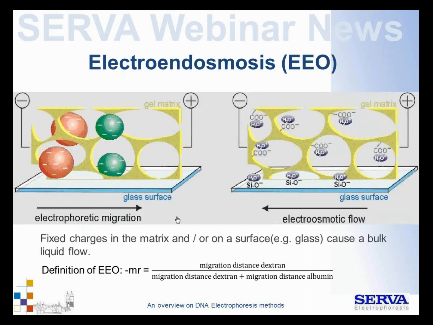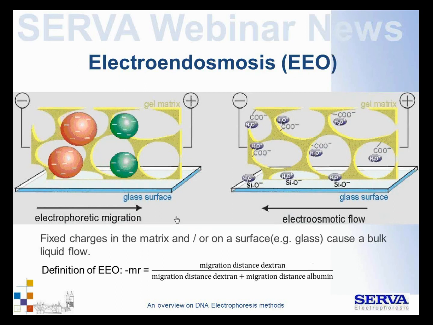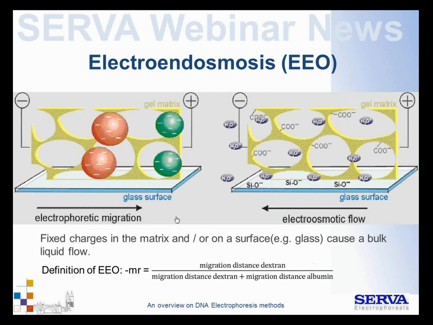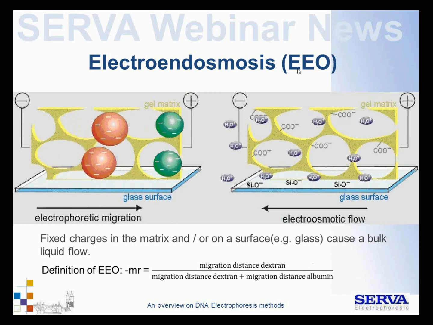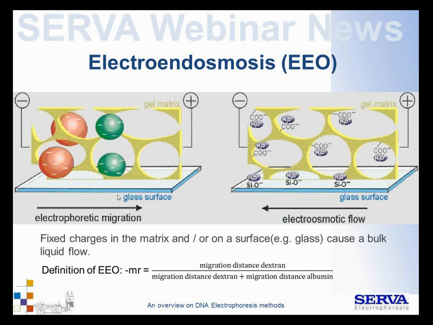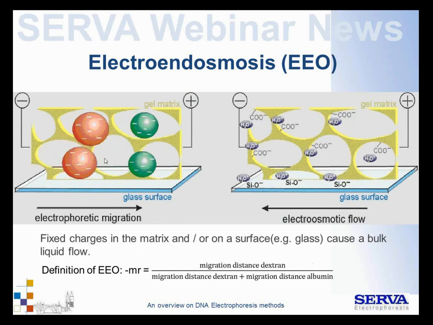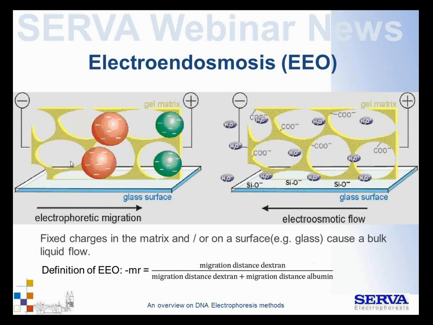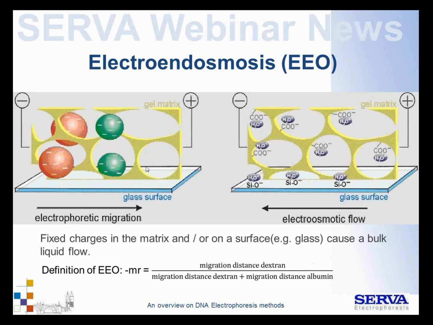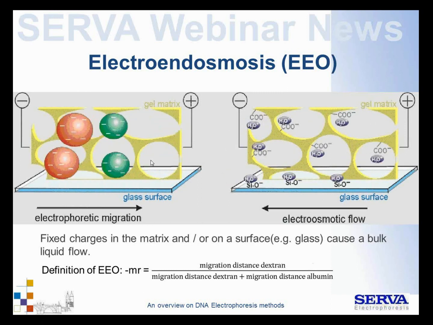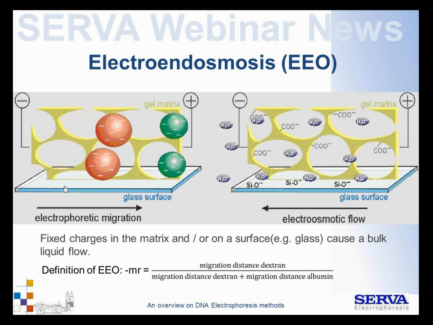Now, another important thing to know is what is electroendosmosis and what is the influence of electroendosmosis. It's a short name, EEO. So I want to explain shortly what electroendosmosis is. On the left side, you see the electrophoretic migration. The yellow thing here should be a gel matrix, agarose gel or polyacrylamide gel. The smaller particles, negatively charged, migrate faster than the bigger ones towards the anodal direction.